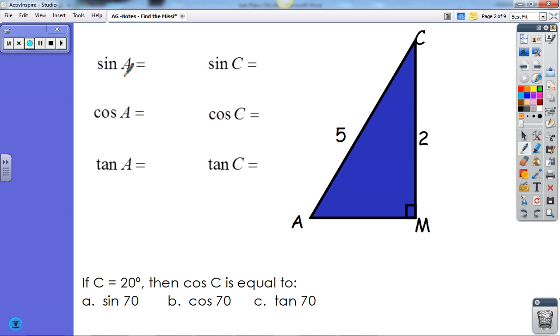Just to recall, let's look at setting up the trig ratios for this triangle. First of all, we only have 2 of the 3 sides, so that means we're going to have to find the third. And remember that I can find the third side of a right triangle if I use the Pythagorean theorem. So I'm going to use 2 squared plus b squared equals 5 squared. So 4 plus b squared equals 25. B squared equals 21. So that means that b is going to equal the square root of 21.